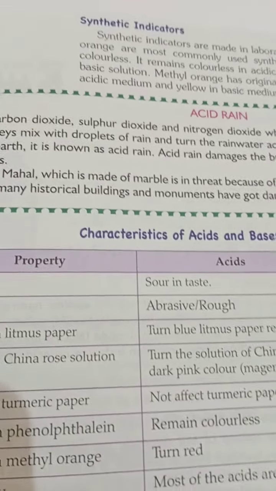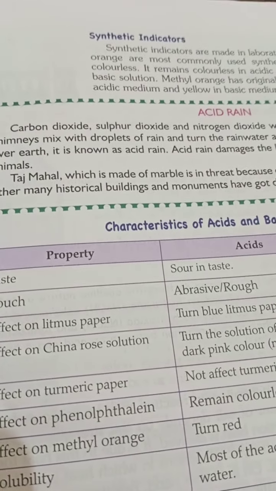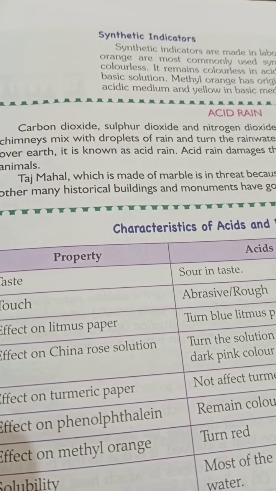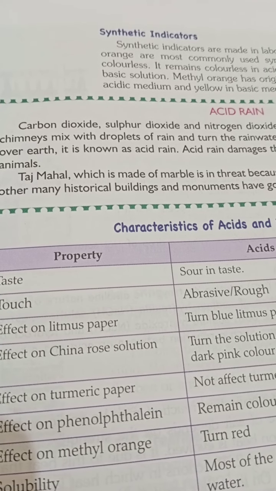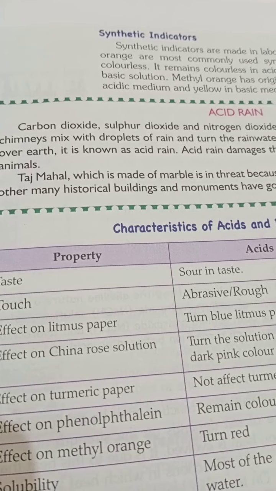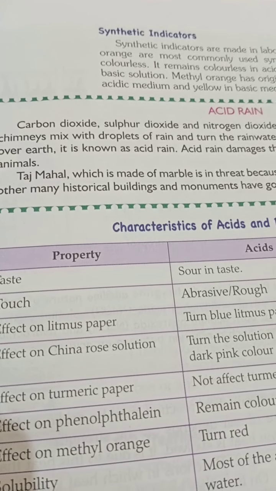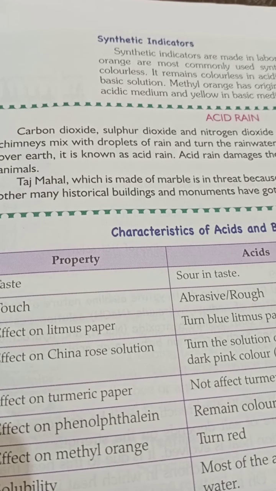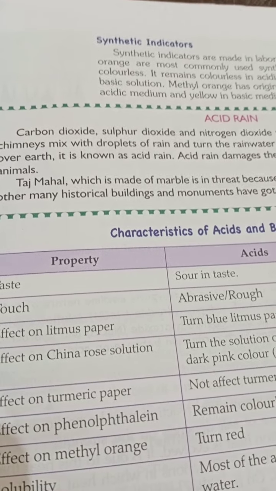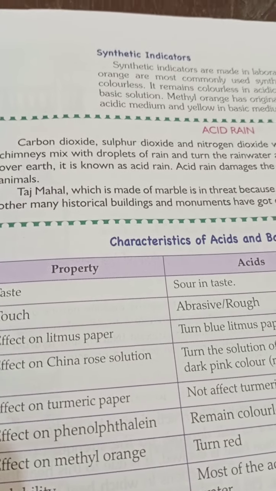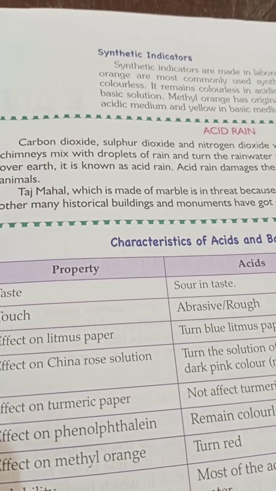You have heard about acid rain and you know the disadvantages of acid rain. Carbon dioxide, sulfur dioxide, and nitrogen dioxide, which are released from vehicles and chimneys, mix with droplets of rain and turn the rainwater acidic. When this acidic rainwater falls over the earth, it is known as acid rain. Acid rain damages buildings and is harmful for plants and animals.